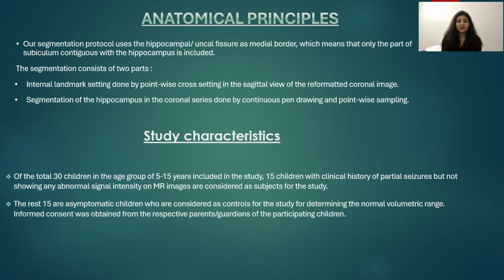Of the total 30 children in the age group of 5 to 15 years included in the study, 15 children with the clinical history of partial seizures but not showing any abnormal signal intensity on MR images are considered as subjects for the study. The rest of the 15 are asymptomatic children who are considered as controls for the study for determining the normal volumetric range. Informed consent was obtained from the respective parents and guardians of the participating children.